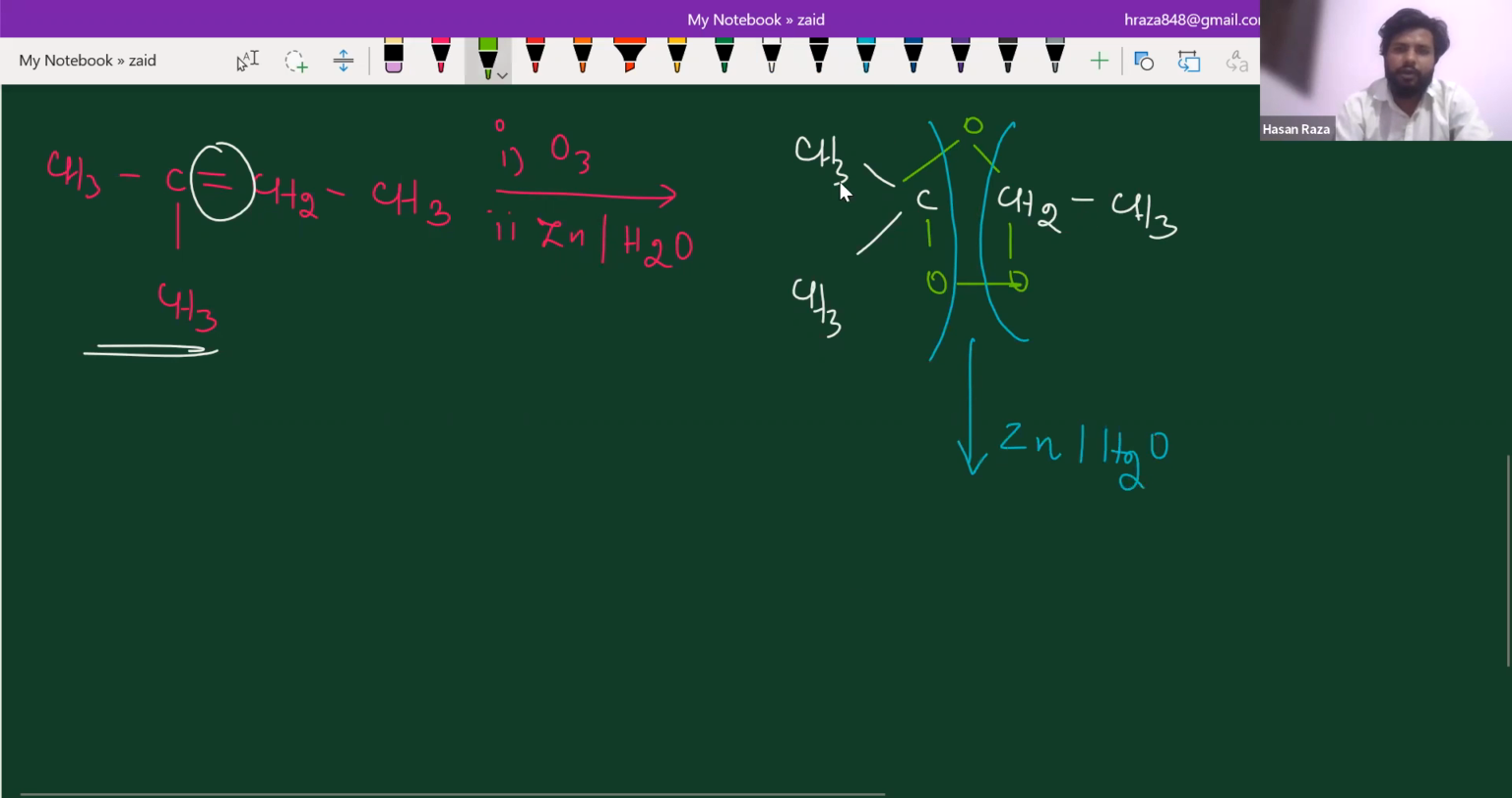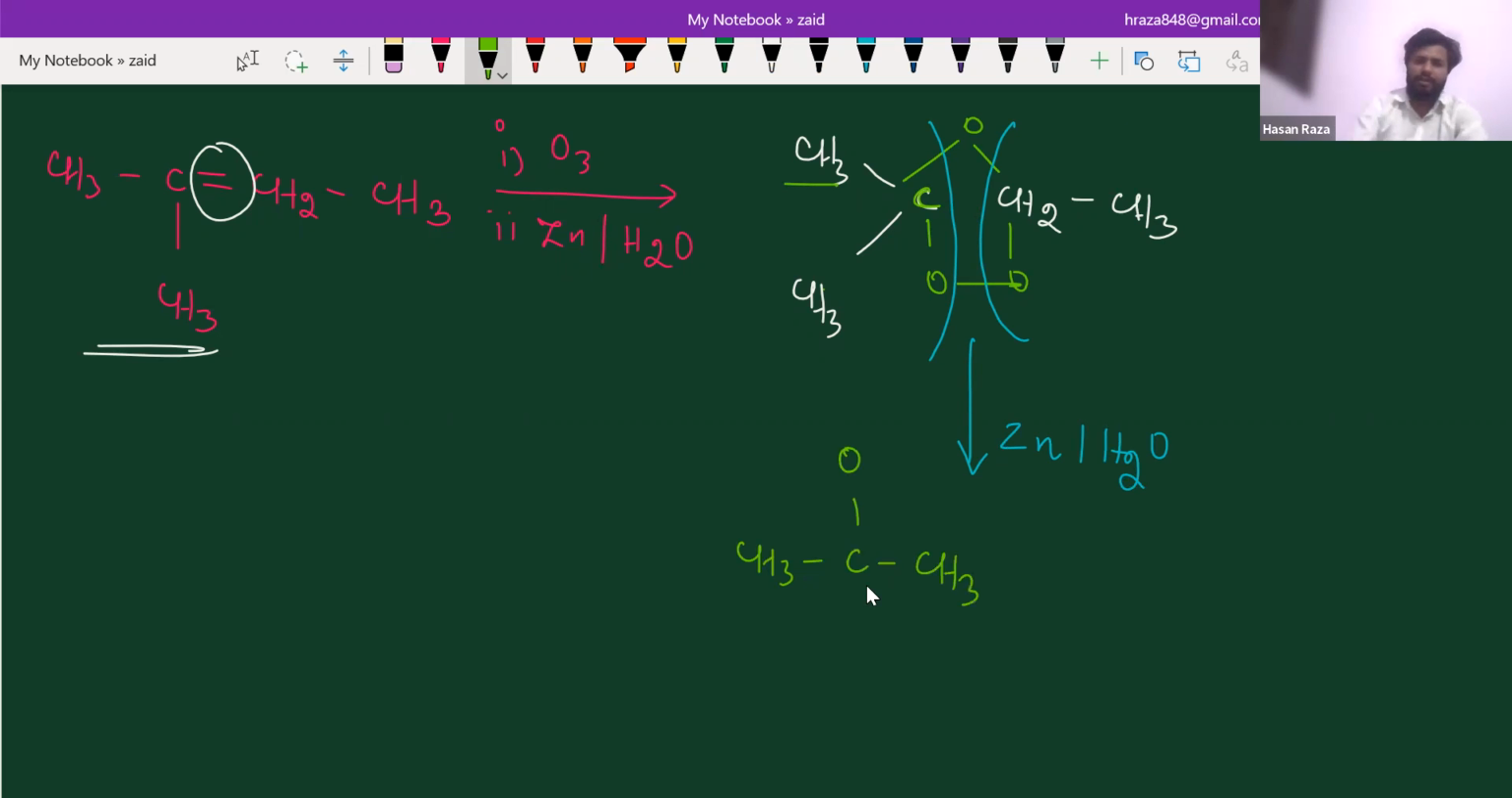It's very easy to understand. You will get CH3, C, CH3, and C is connected with O. So this is CH3, C, and there is O, and there is C. And as you know that this carbon is not satisfied, so it will make a double bond with oxygen. And the next one is CH3, CH2O. That means CH3, CH. Oh, wait a minute.